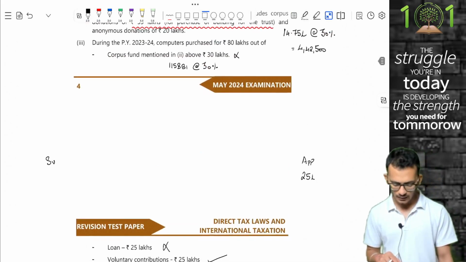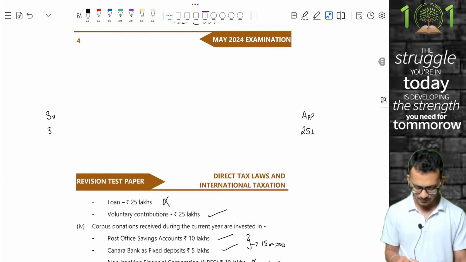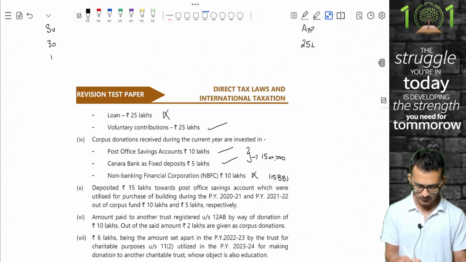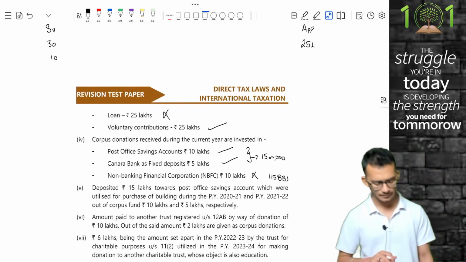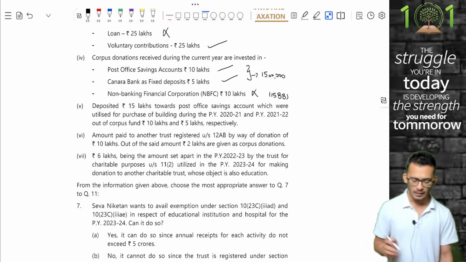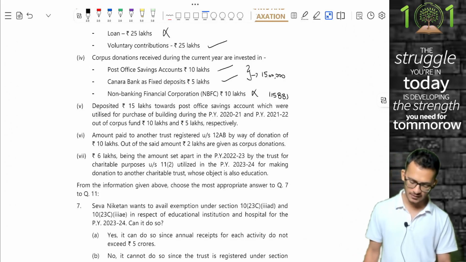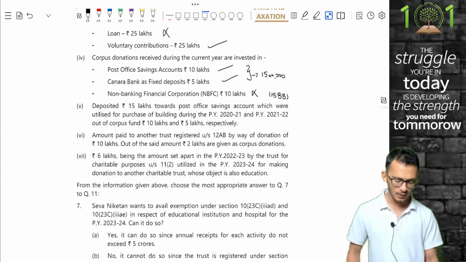One is my computer purchase of 30 lakh rupees and one is my non-banking financial deposit of 10 lakh rupees. Yes, keeping that in mind. Next, you have deposited 15 lakh rupees towards post office savings, which were utilized for the purchase of building in 2021 and 21-22 out of corpus fund.